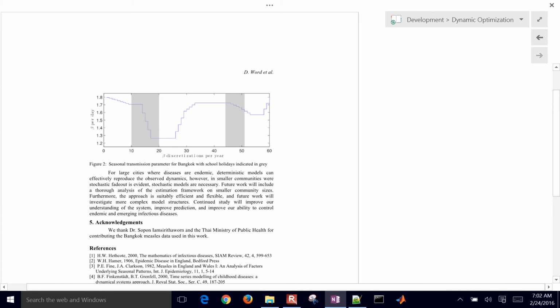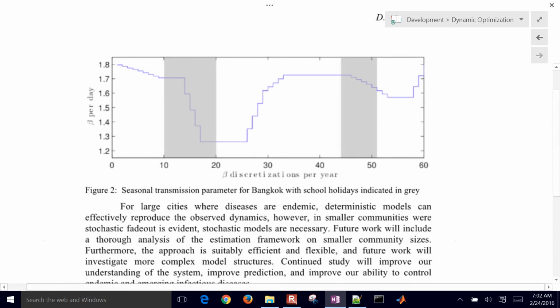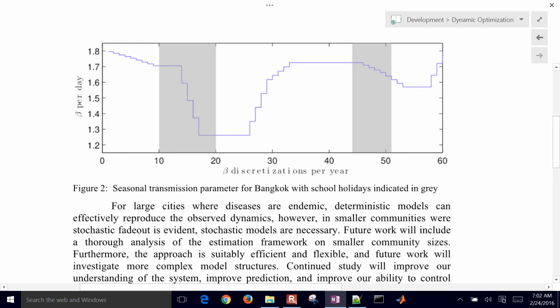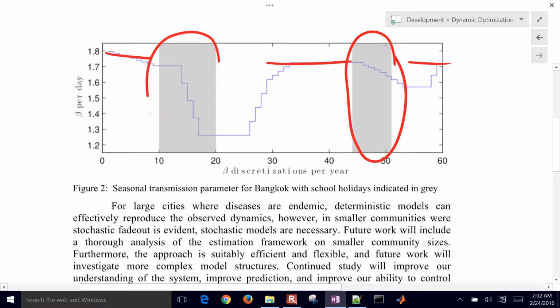But in Bangkok, we have two main school holidays, and so you can see two dips in this. Here's when school is in session, and here is when there's a holiday. You can see the transmission parameter decreases during these holiday periods. So this model is able to just infer from the number of measles cases reported what the contact parameters are for each bi-week, or 2-week period. These are bi-weeks right here.